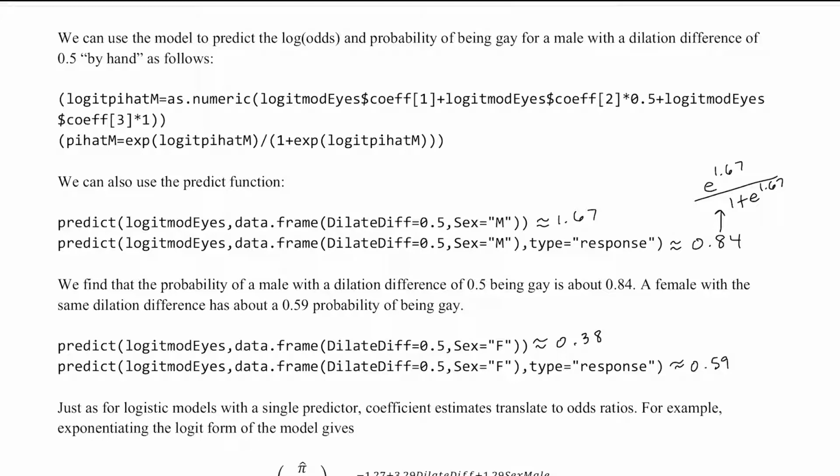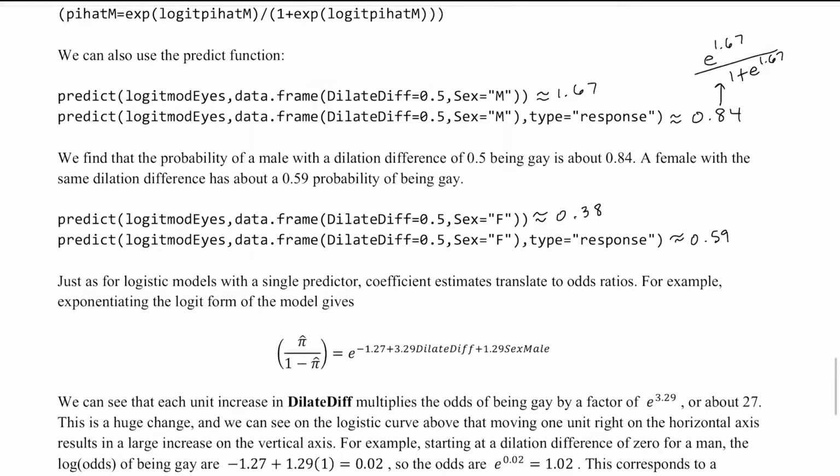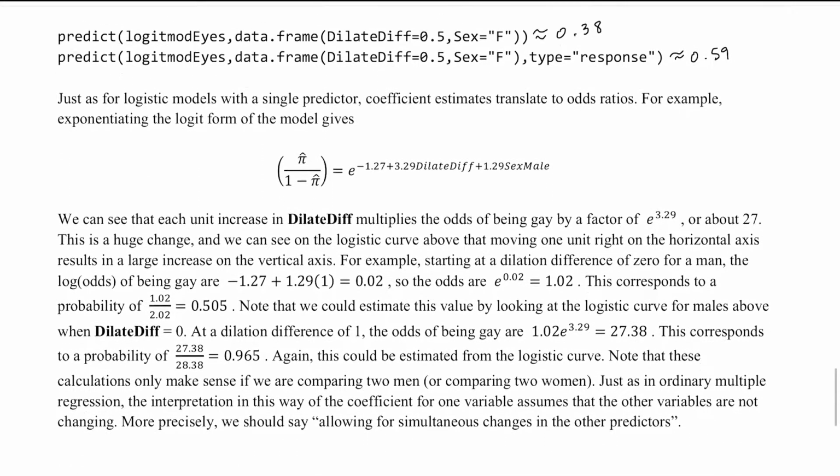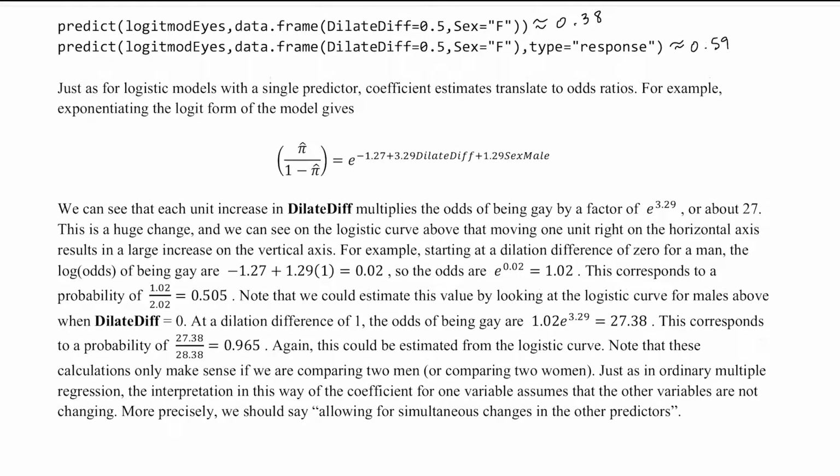Over 1 plus e to the 1.67. So it's odds over 1 plus odds that gets you the probability. And similarly for the 0.59, it's e to the 0.38 over 1 plus e to the 0.38 where that comes from. So to get from odds to probability, we do odds over 1 plus odds. And because what's coming out of the model in the logit form is log odds, we have to exponentiate to get from log odds to odds.